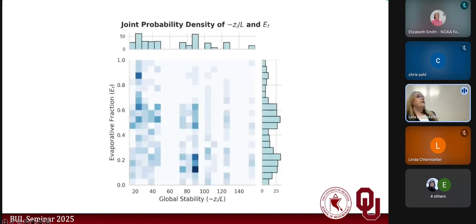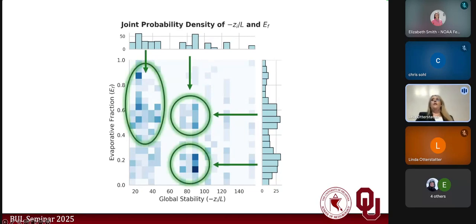So taking a look at this, this is a joint PDF of global stability and evaporative fraction. So you have global stability on the x-axis and evaporative fraction on the y-axis. And I know this might be a little complicated to look at. Trust me, it took me some time to fully understand this as well. But if you follow the arrows here from the peaks that you see from the histograms, you can then see hotspots that are occurring here.